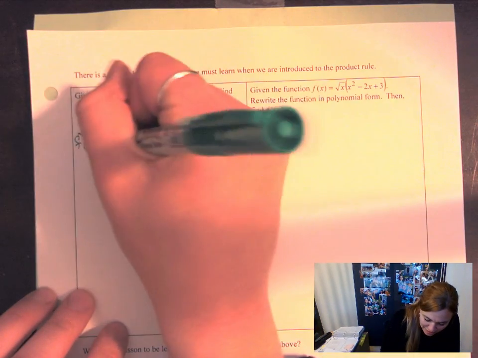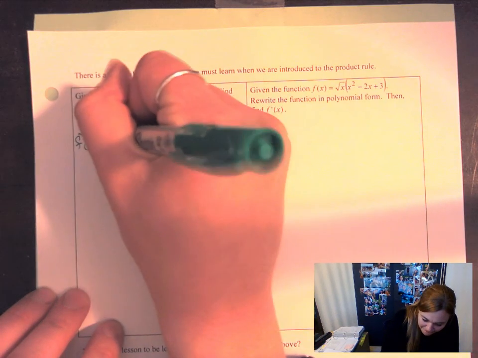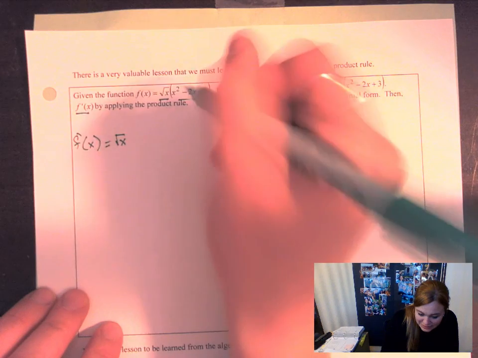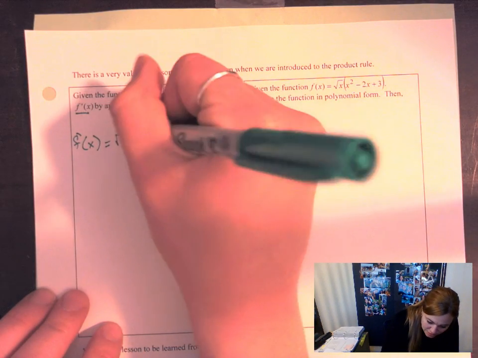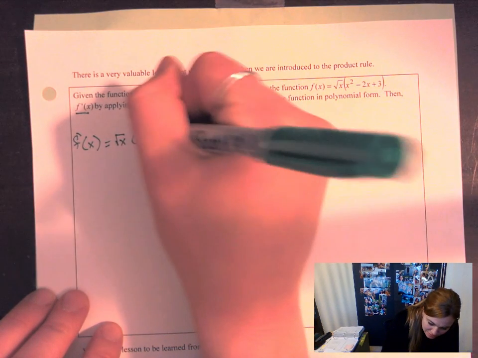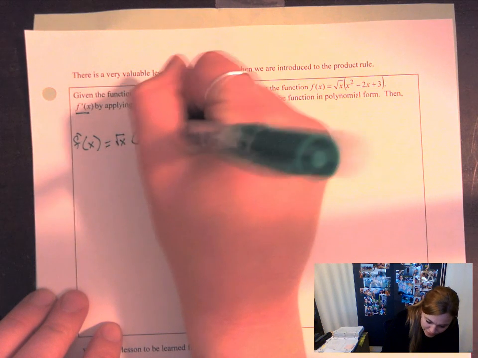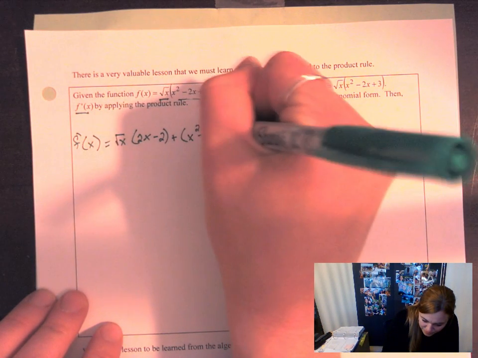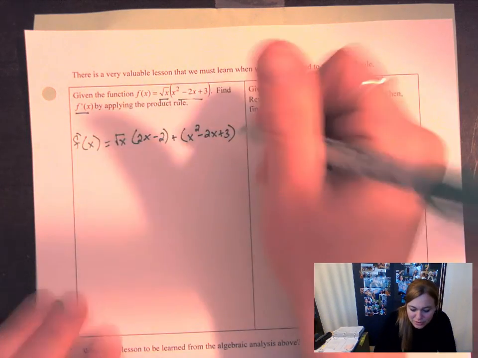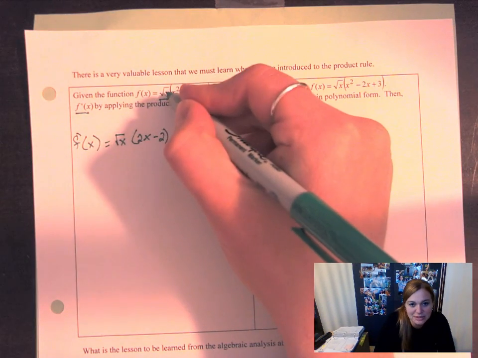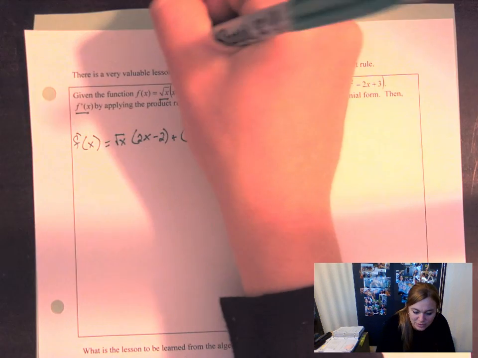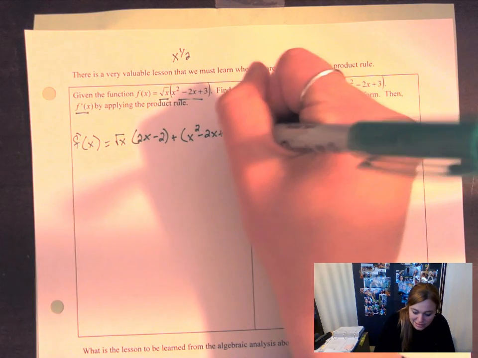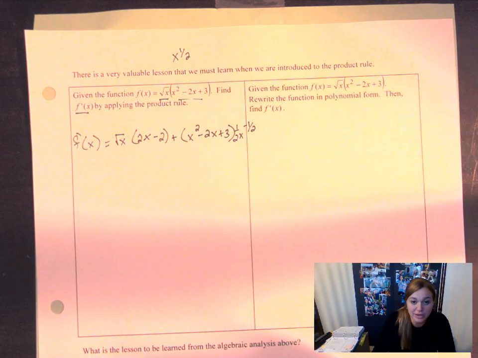So I'm going to say, first, times the derivative of the second. The derivative of the second is 2x minus 2 plus the second times the derivative of the first. So remember this one was square root of x, which is the same thing as x to the 1/2. So we can write 1/2 x to the negative 1/2 as my derivative.